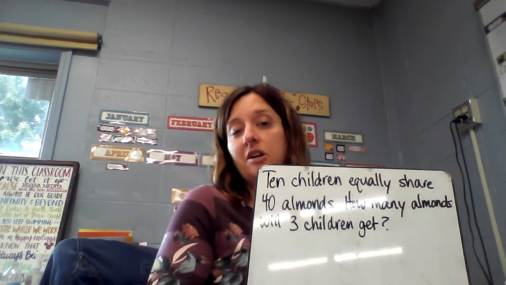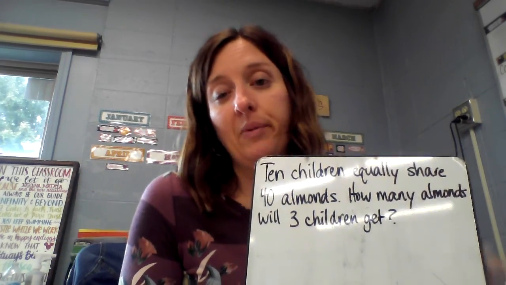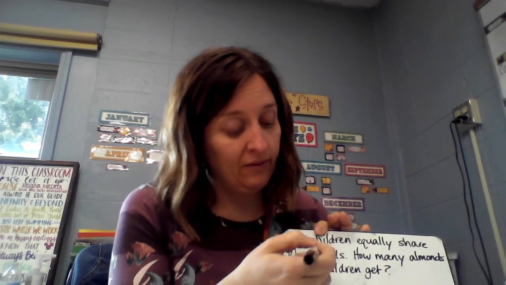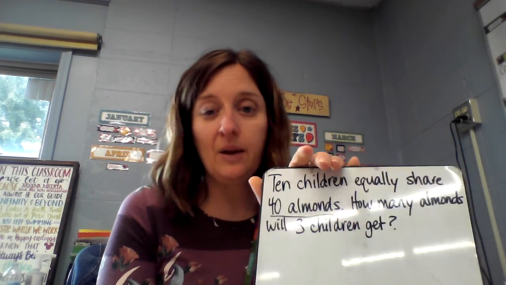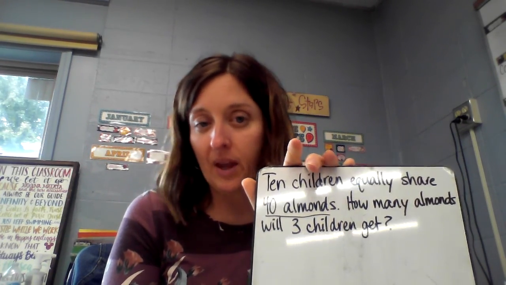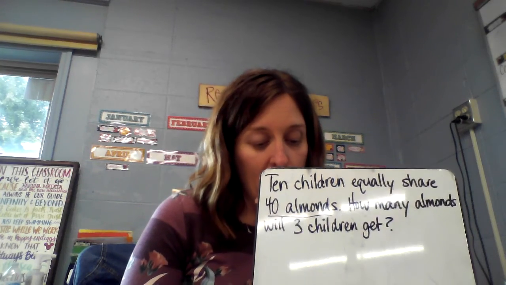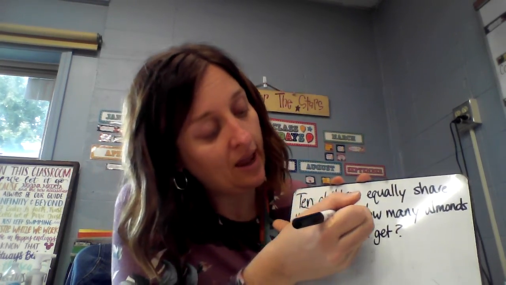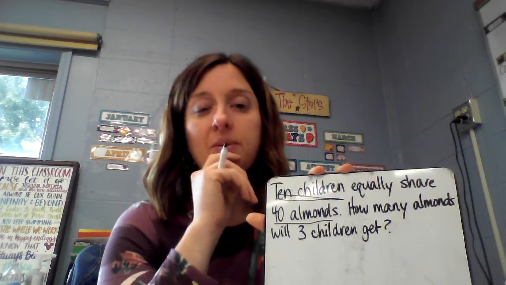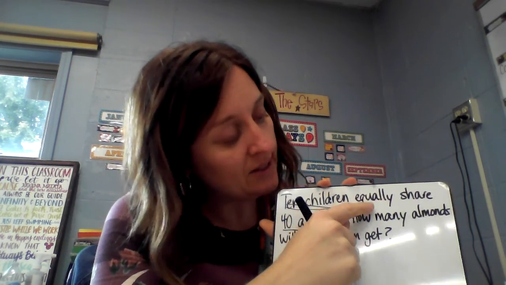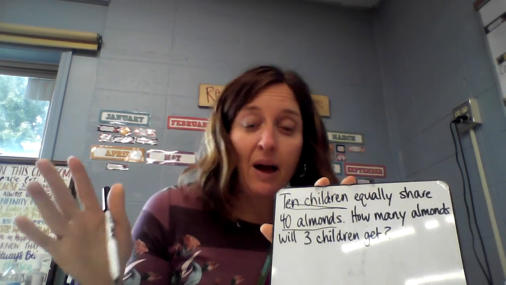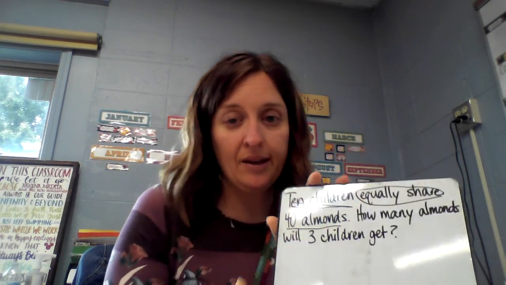We start by asking ourselves, what do we know from this problem? Well, I know how many total almonds I have. 40 almonds. I'm not going to end up with any more almonds than 40. I also know how many kids are sharing, or the number of groups. 10 children. And there's some key words that I said in there. Anytime I see the words equally share, they should be big red flags, big light bulb moments that tell me I'm going to divide, okay?